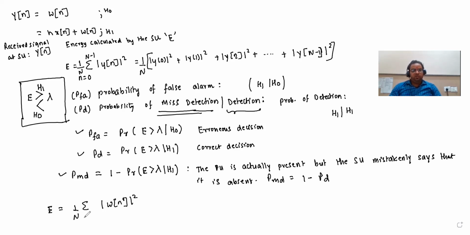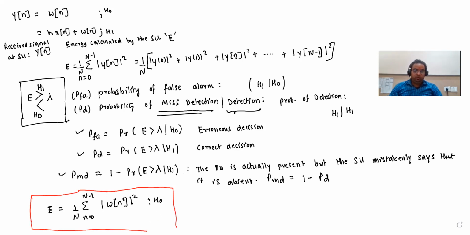And here we have m is equal to 0 to n minus 1. This is the energy under the H0 hypothesis. Okay, and the energy under the H1 hypothesis, I'll put it inside a red box. That is the first important thing.